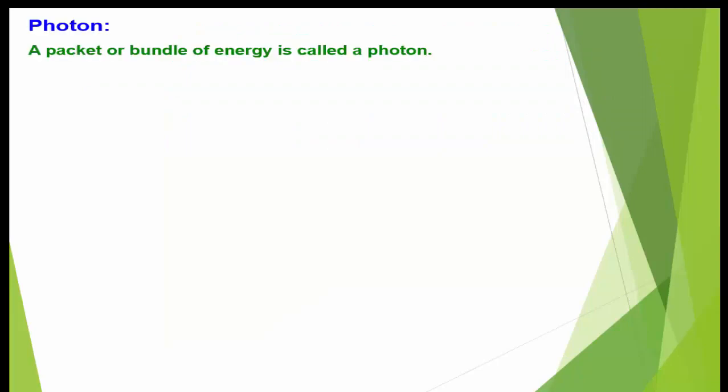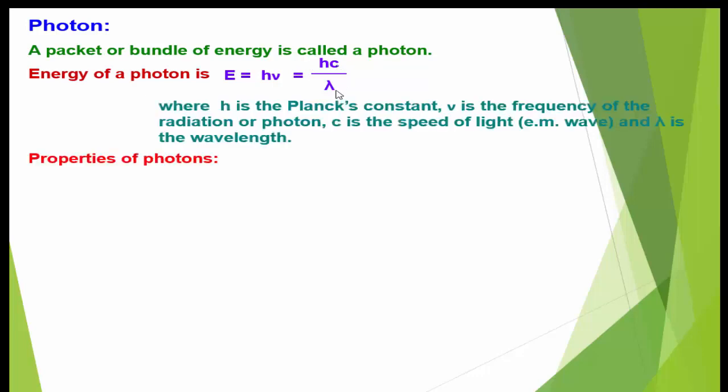Here a photon means it is a packet or a bundle of energy. It is called a photon. It is in the form of E = hν, where ν = c/λ. Here h is the Planck's constant, c is the speed of light, and λ is the wavelength.